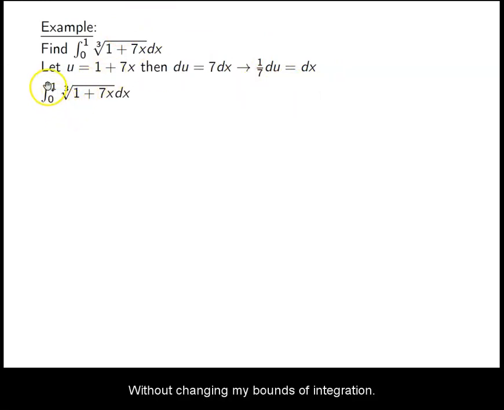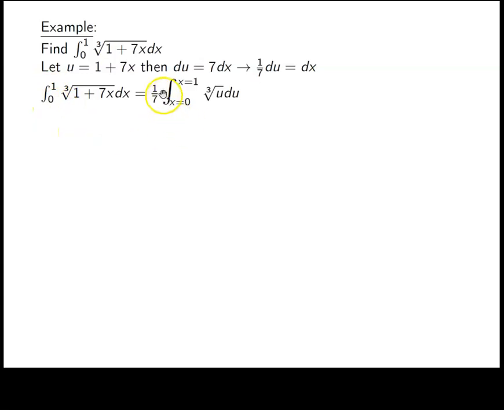So without changing my bounds of integration, I still have my 1/7 from here. I still have my cubed root of u du, but here I'm keeping x equals 1 and x equals 0. The reason that I don't change the bounds, personally my preference, is because I don't want to do extra math. Although it could be harder to make this change later, right? So it really just boils down to preference.